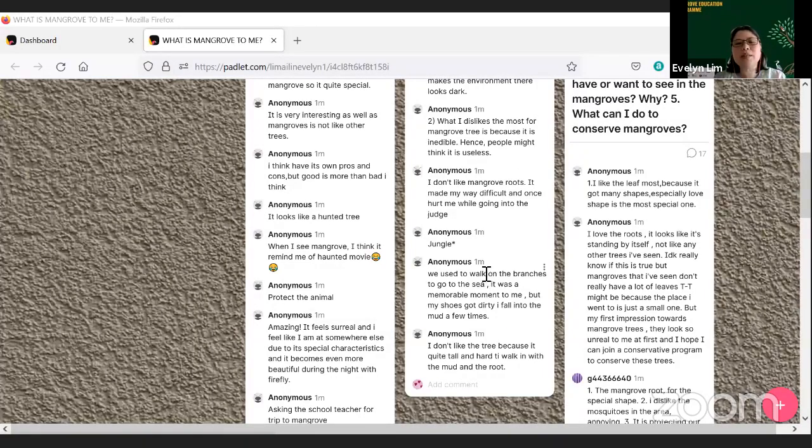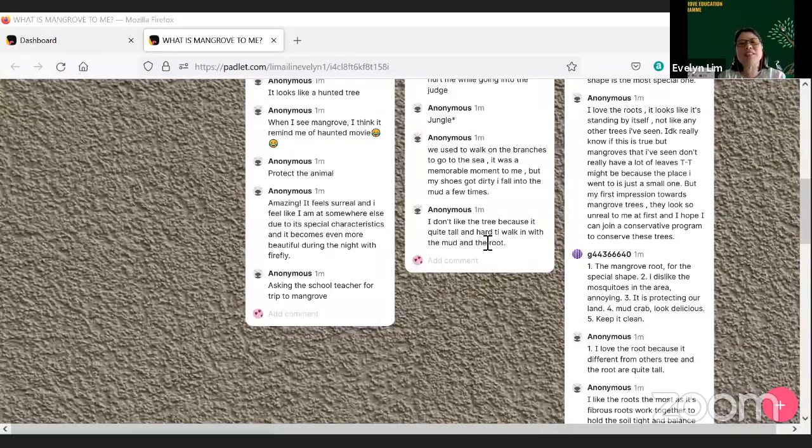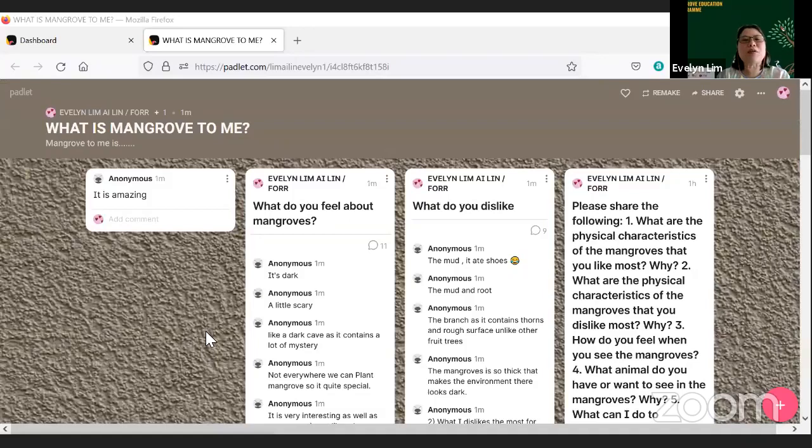And then there's one who said jungle. Okay, maybe the jungle is not for you, but don't worry. Another one said, we used to walk on the branches to go to the sea. It was a memorable moment for me, but my shoes got dirty and I fell into the mud a few times. Okay, it's an experience that not many people get, and you should treasure it all your life. Another friend said, I don't like the tree because it's quite tall and hard to walk in with the mud in the roots. In terms of feeling, some of you don't feel anything. Some feel afraid because it's dark. Some think it is very mysterious, that there's something inside there which I don't know. So these are some of the answers to the questions that we will discuss in the main room.